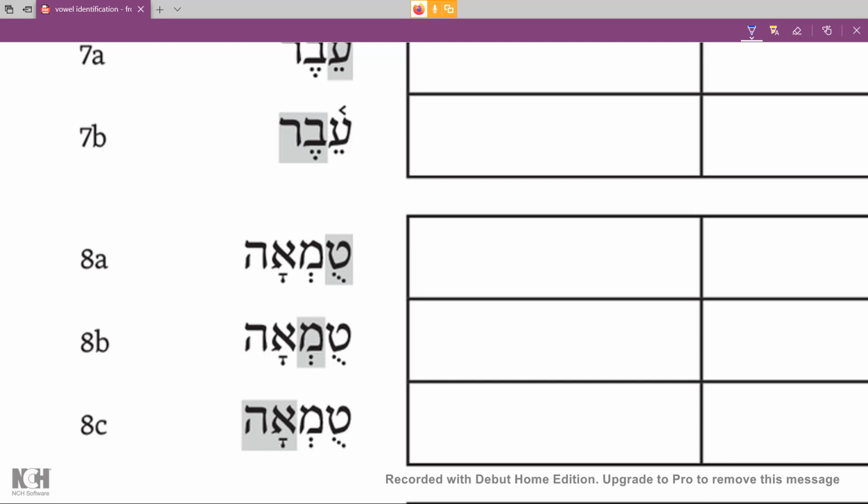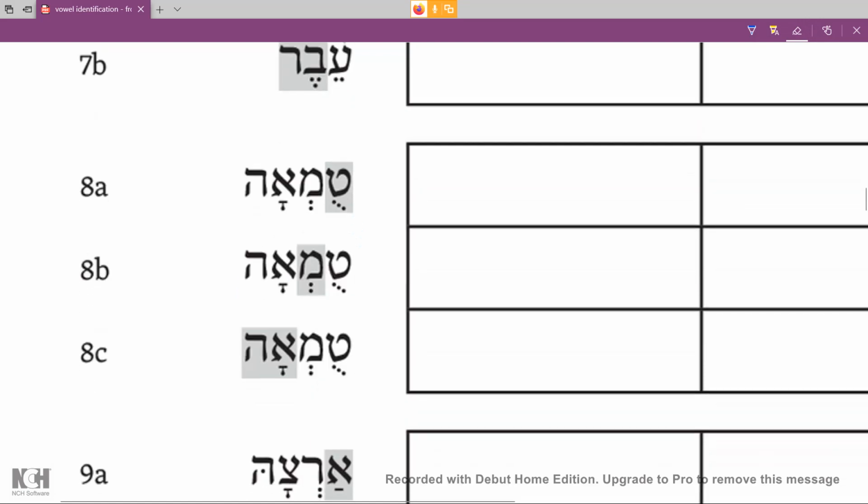Tum. The shva here is silent. Tum. Tum'a. Tum'a means impurity. So this is a syllable here. Tum'a. Impurity. It looks like they have it broken into 3 syllables.